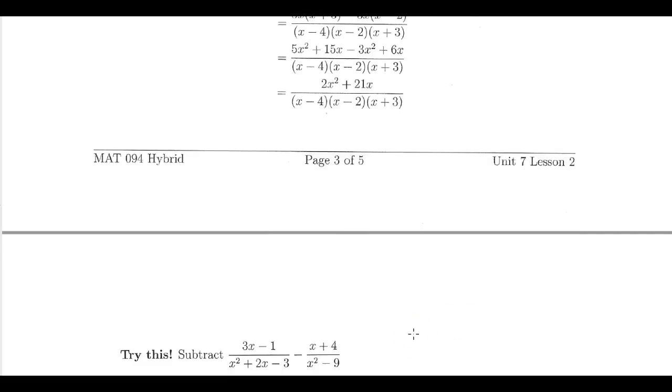So try this problem, pause the video and come back, and then check your solution with my solution. Hopefully this time I'm doing everything correctly.